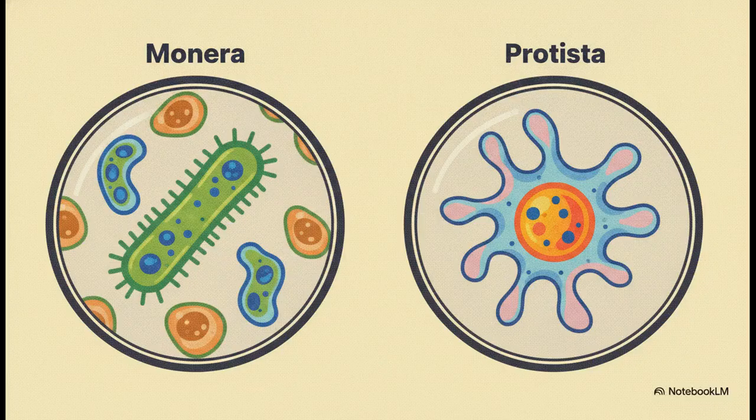Now watch out for this, because when examiners compare the first 2 kingdoms, Monera and Protista, they are definitely setting a trap. It all comes down to one thing, the nucleus.